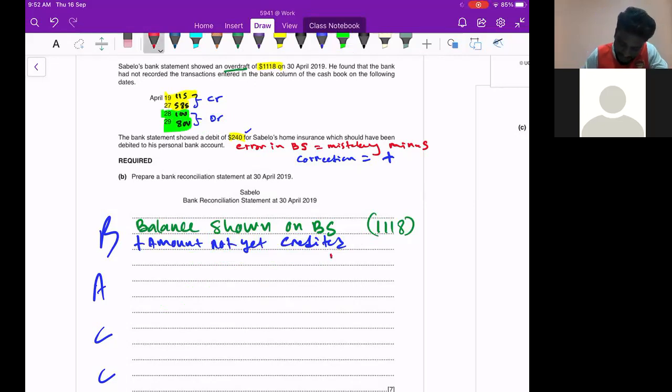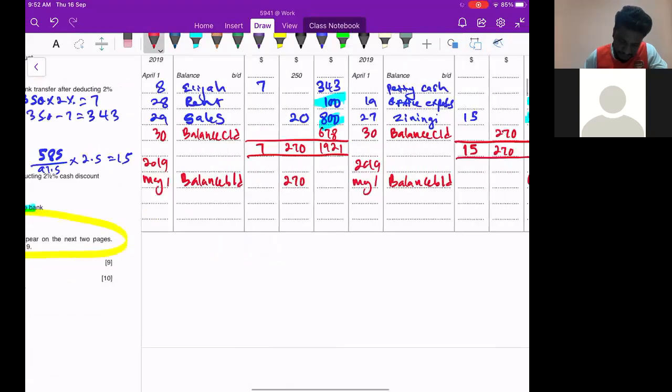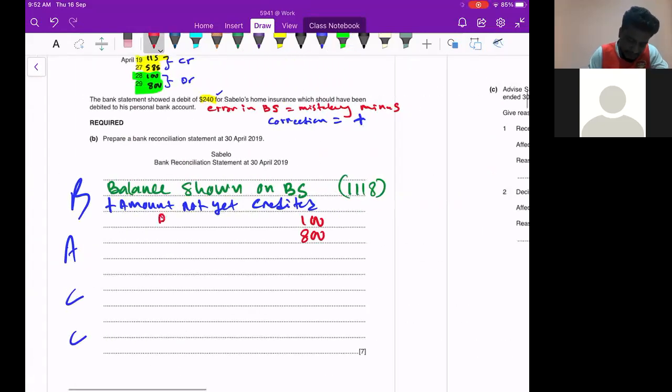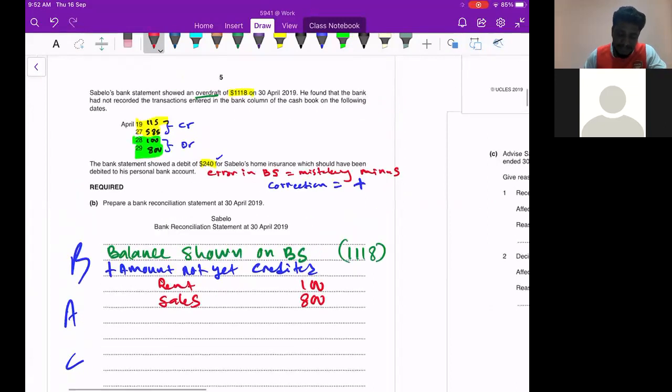What are they? 100 and also 800, but you need to know the name. To get the name, check in the cash book: rent and sales. Am I done with the plus? No, we have another plus, which is the correction, the bank statement correction. But you don't need to write bank statement correction. You write bank error. Now we are doing the correction. How much? 240.